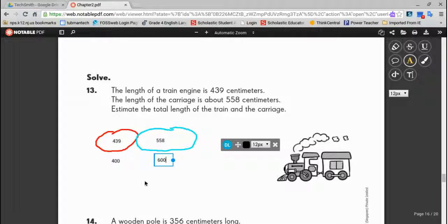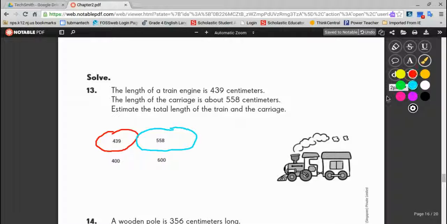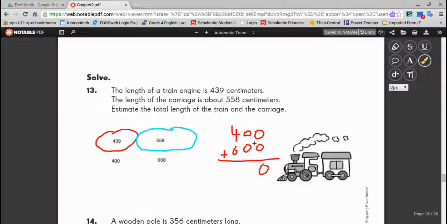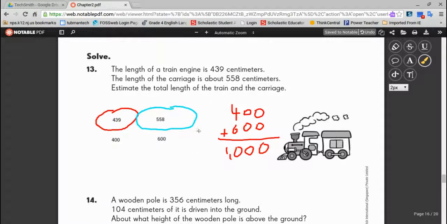And again, we're putting these two numbers together. So 400 plus 600, I'm going to write that down. 0 plus 0 is 0, 0 plus 0 is 0, and 6 plus 4 is 10. So it gives me 1,000. So my total length of the train and the carriage is about 1,000 because we're estimating.